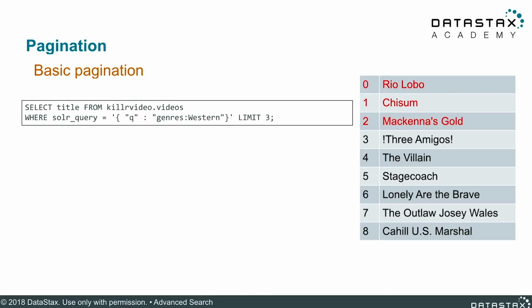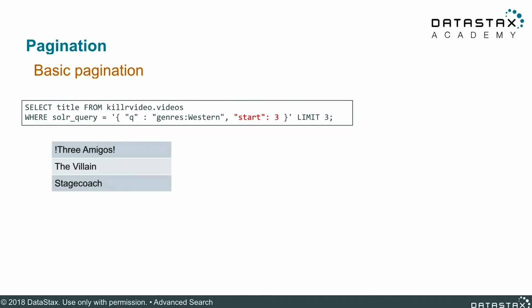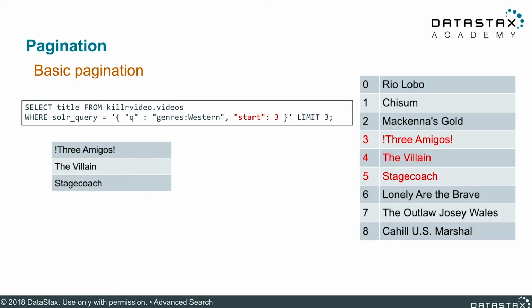However, that simplicity comes at the cost of performance as you page deeper and deeper into your results. We'll talk about that in a minute. But first, let's walk through an example using basic pagination. We ask DSC Search to give us 3 records. We get Rio Lobo, Chisholm, and McKenna's Gold. On our next request, we specify a start value of 3, and in our results, we get the next 3 movies. And on the subsequent request, we specify a start value of 6 and get the final 3 movies.